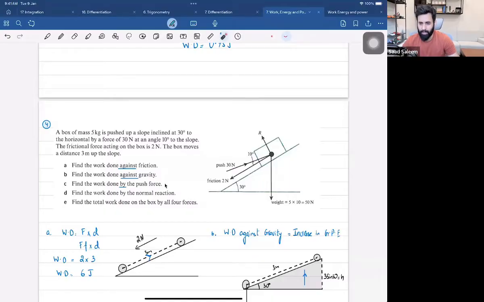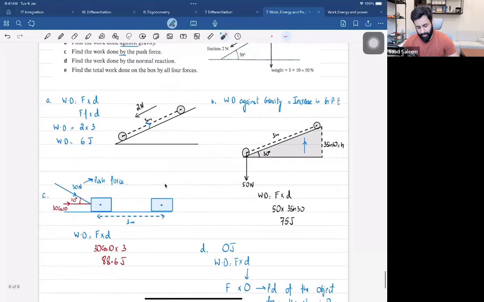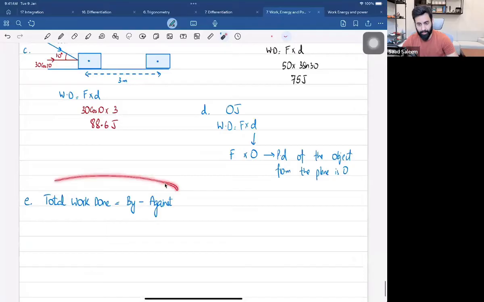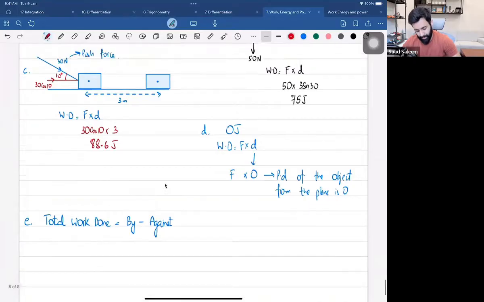All right. By indicating positive direction, I don't know what you mean by that. Is that related to this that you're asking, Tanveer? If yes, then hold on. So basically, total work done is equal to by minus against. What do I mean by that?